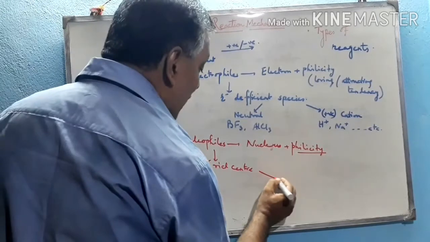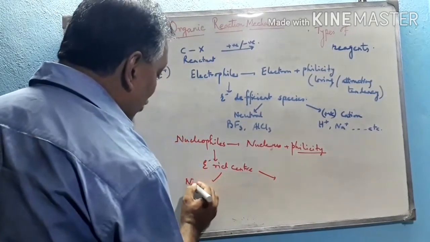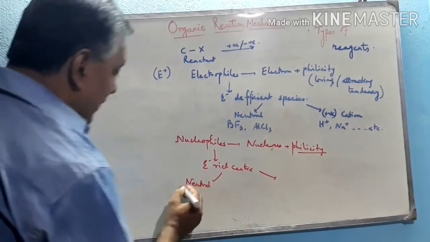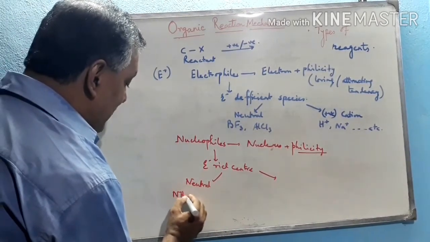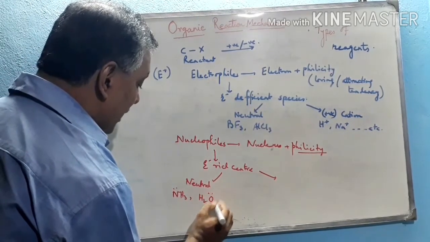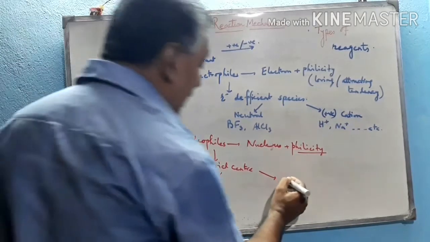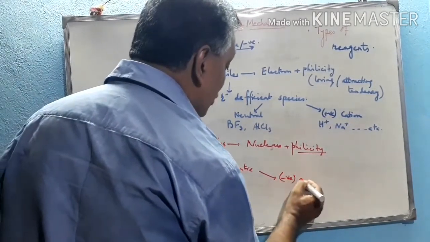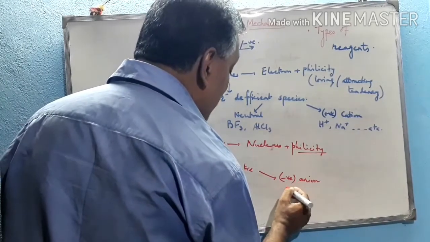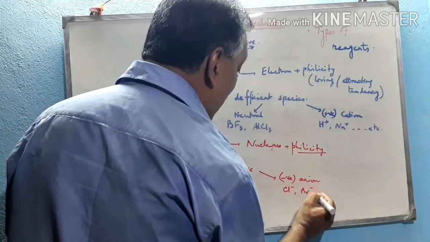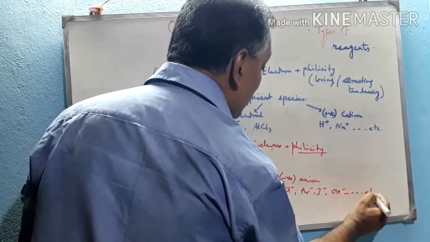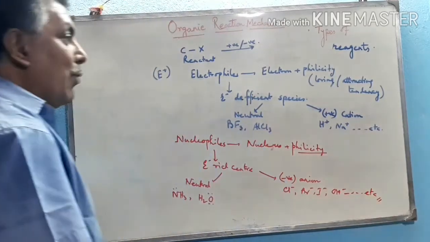These are also two types. Neutral electron rich center, that means they contain lone pair over it. Example, ammonia, which contains a lone pair over the nitrogen. Water, which contains 2 lone pairs over the oxygen atoms. As well as negative charge species, which are called the anions. All anions are generally nucleophiles, like Cl minus, Br minus, I minus, OH minus, etc. So these are called the nucleophiles.